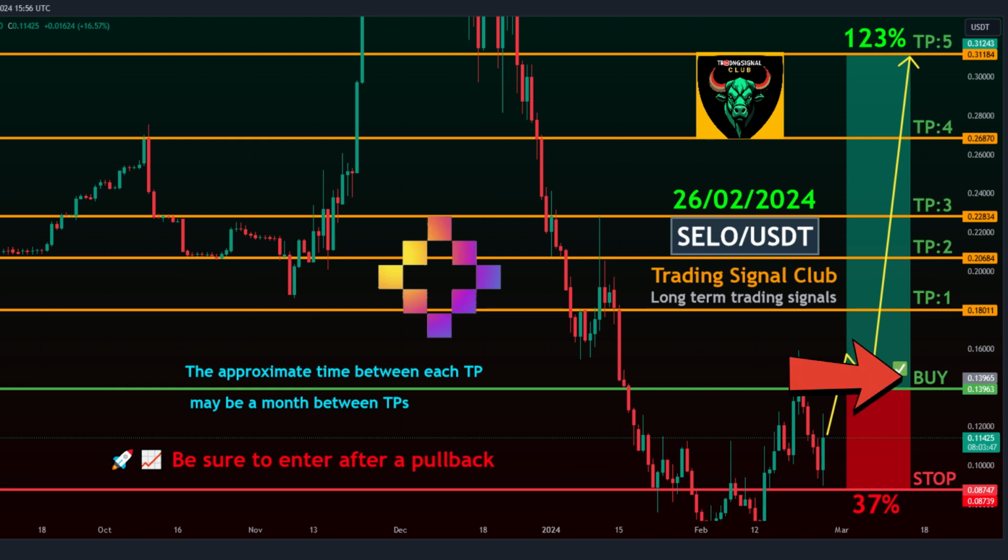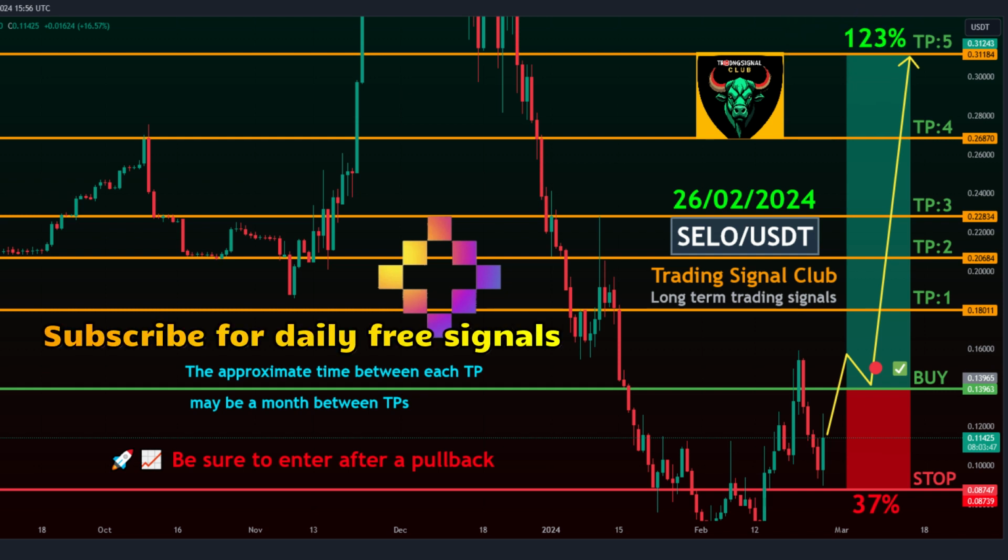Entry point, 0.13963 to 0.15188. Take profit targets. Target 1, 0.18011. Target 2, 0.20684. Target 3, 0.22834. Target 4, 0.26870.